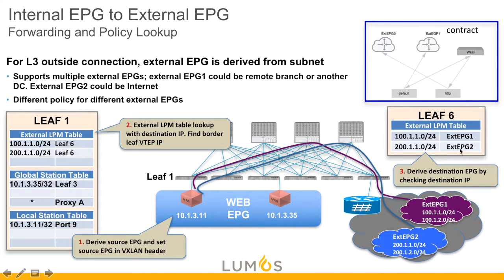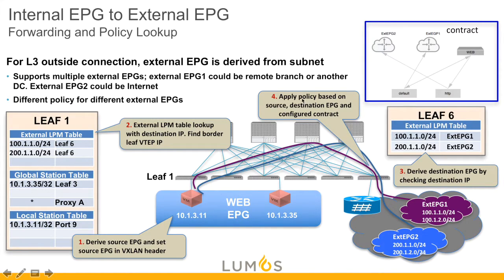201.1.0/24, it matches that. It's going to go to external EPG 2. Now, the whole reason why we're doing these external EPGs and classifying them via their LPMs, the longest prefix matches, is because we need contracts. We need a contract in order for this external EPG to communicate with the web EPG that this virtual machine is inside. Same thing for external EPG 2. By grouping them into EPGs, we can both provide and consume contracts for external layer 3 networks.